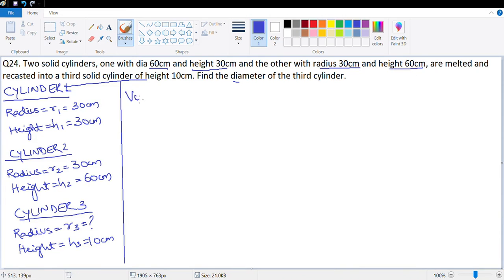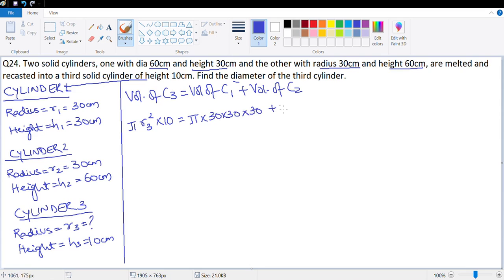So volume of cylinder 3 would be equal to volume of cylinder 1 plus volume of cylinder 2. That's the basic calculation, which means volume of cylinder 3 would be equal to pi r3 square h, in this case 10, and this would be equal to pi r1 square h1, which in this case is 30 into 30 into 30, plus pi into r2 square h2, which is 30 into 30 into 60.